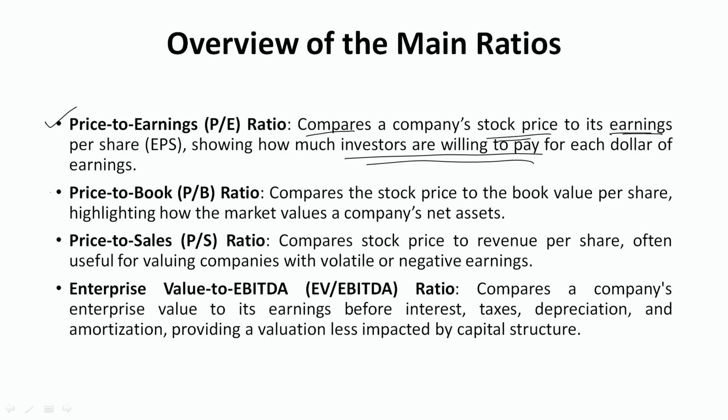The next type of valuation ratio is the price to book ratio. The price to book ratio talks about your stock price in comparison to the book value per share. Book value per share is normally dependent on the company's net assets, or otherwise I can call this the intrinsic value of the share.